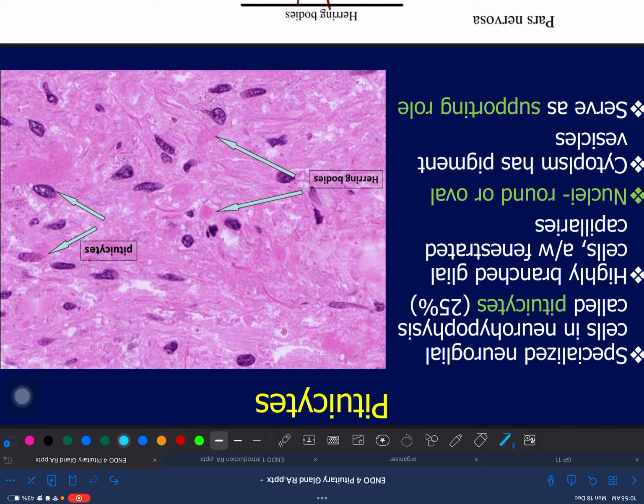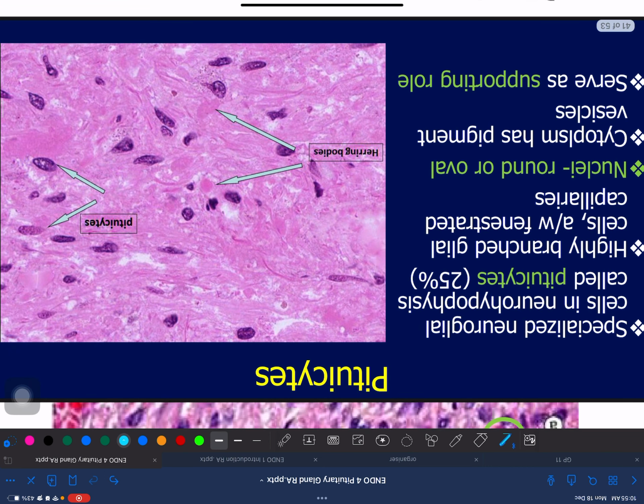So in the posterior pituitary, you can see the pituicytes as well as the Herring bodies. This is the pituicyte, and this is the Herring body.